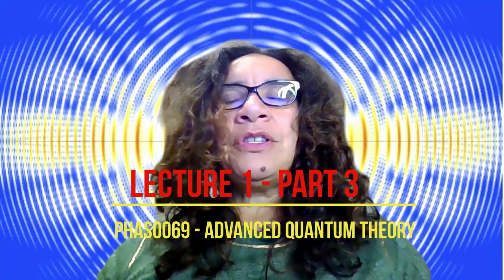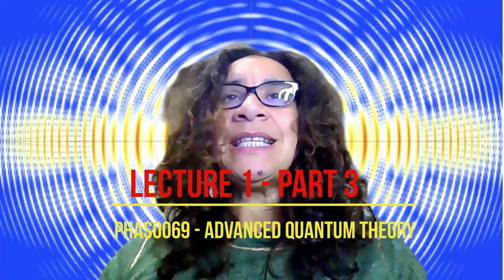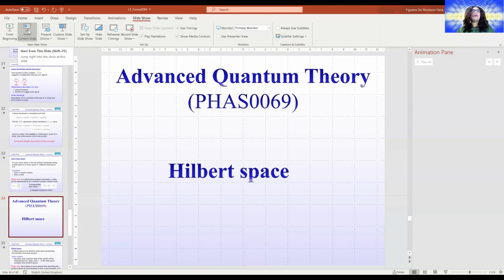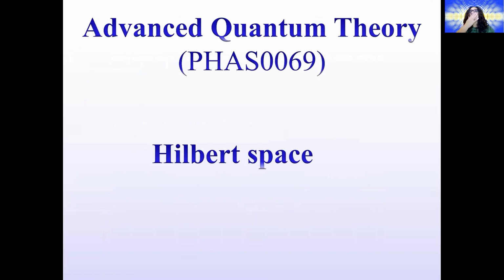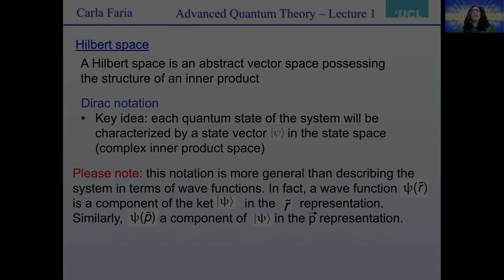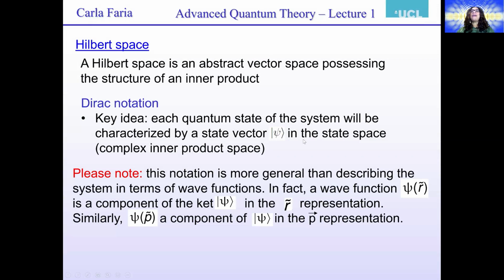So we're now going to talk about the Hilbert space as a continuation of this revision lecture. This is a very important concept because that's where our vectors occur. So let's start by defining it.